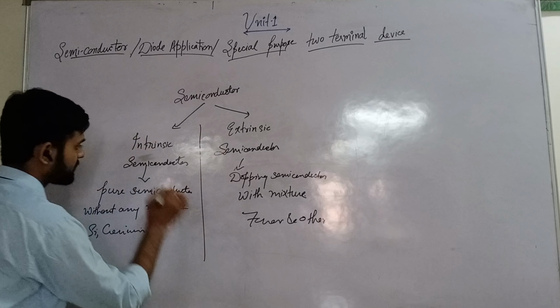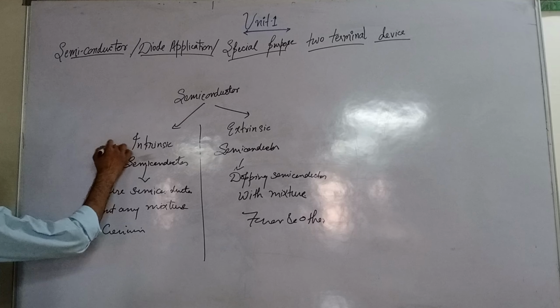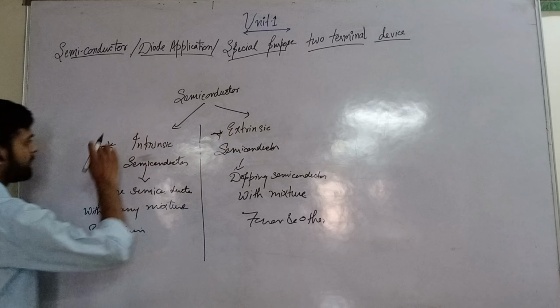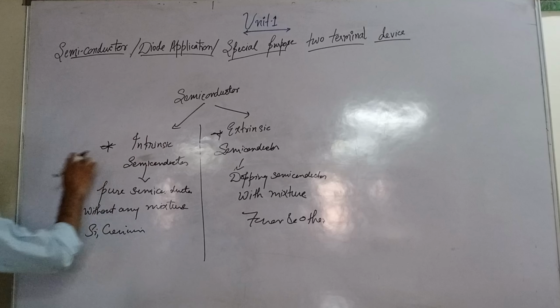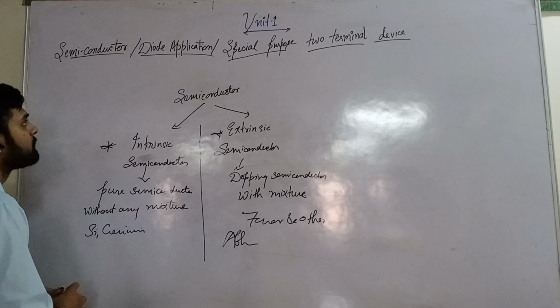This is the basic difference: semiconductors have two types, intrinsic and extrinsic. Intrinsic is a pure semiconductor without any mixture, like silicon and germanium. Extrinsic is a doped semiconductor with mixture, like Zener, avalanche and so on.